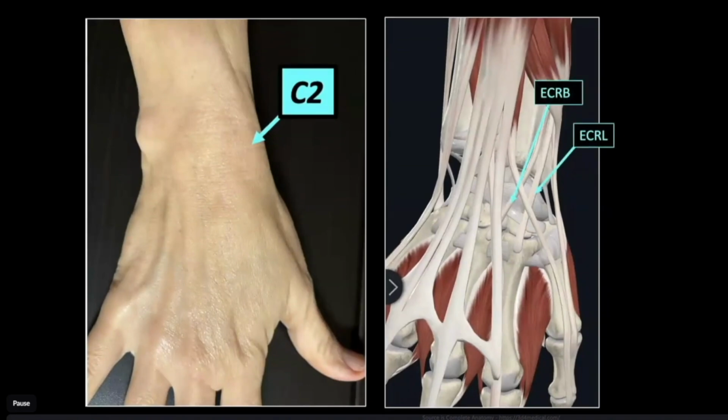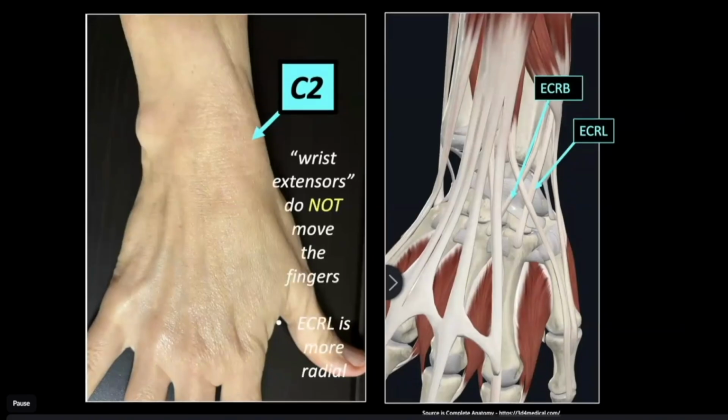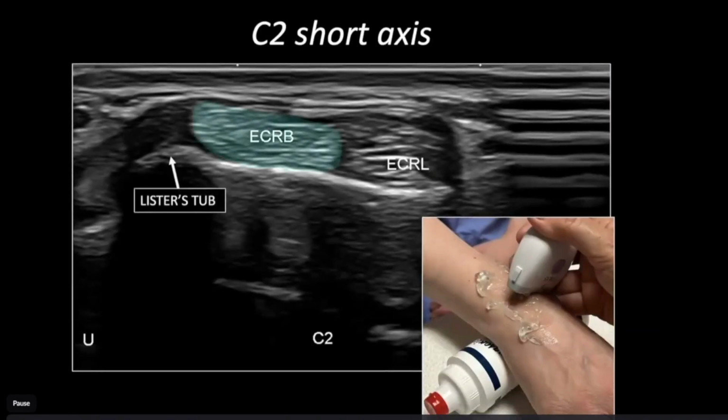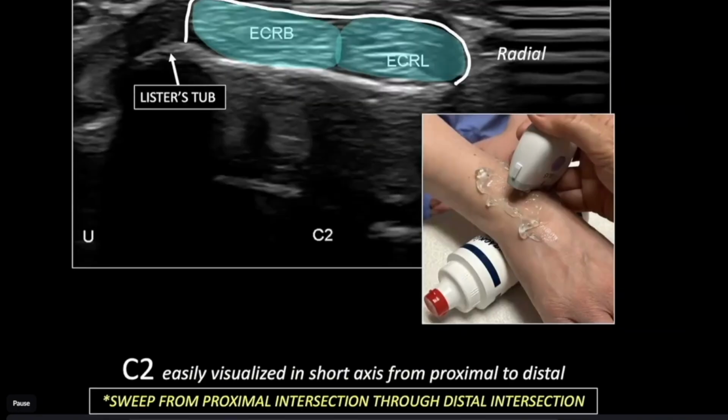So you can see the two tendons, ECRL, ECRB. ECRL is more radial or more lateral. They are wrist extensors. They do not move the fingers. In short axis, they're really easy to see. Retinaculum over top.